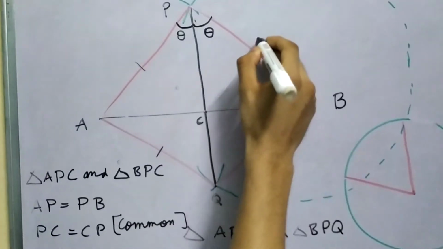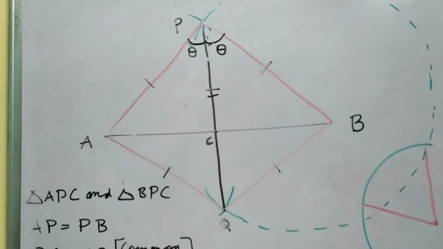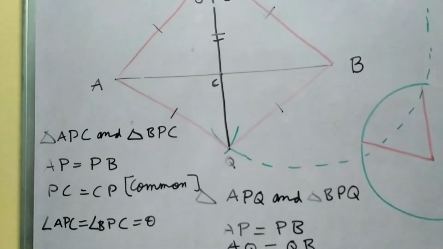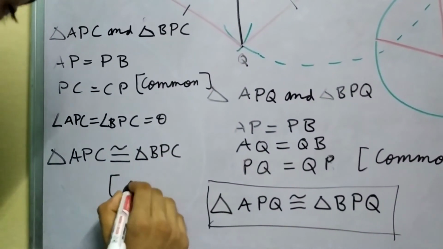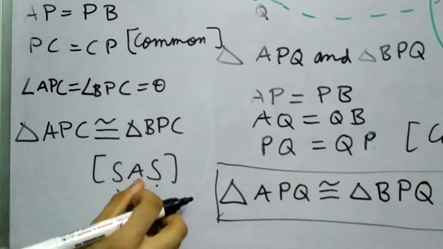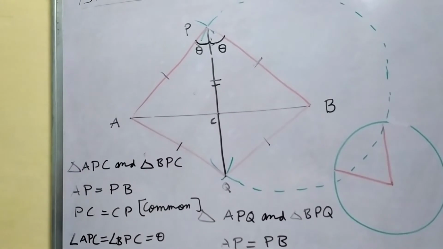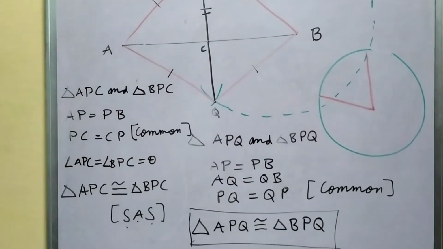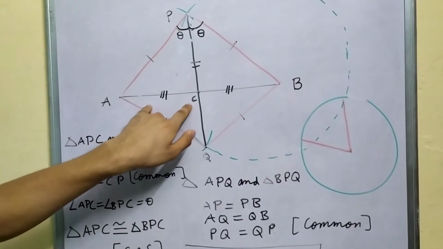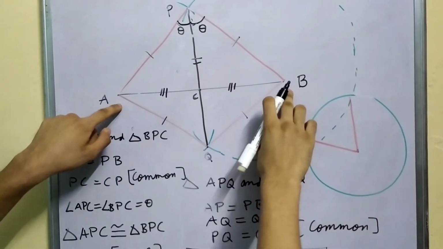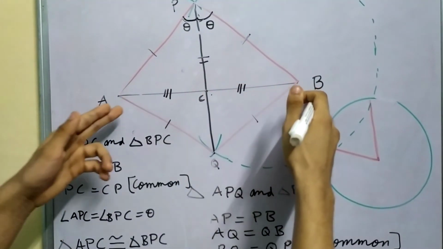Now in these two triangles, this side is equal, this side is equal, and this side is common, and your included angle, the angle between these two sides, is also the same. These triangles are also congruent through the SAS criteria. So triangle APC is congruent to triangle BPC. SAS criteria: side, angle, side. The angle should be between two sides. This angle is between these two sides, this angle is between these two sides, and the sides are equal. So this means APC is congruent to BPC, which means AC is the same as CB. So these two are equal, which means C has divided AB into two equal parts, or in other words, C is the midpoint of AB.